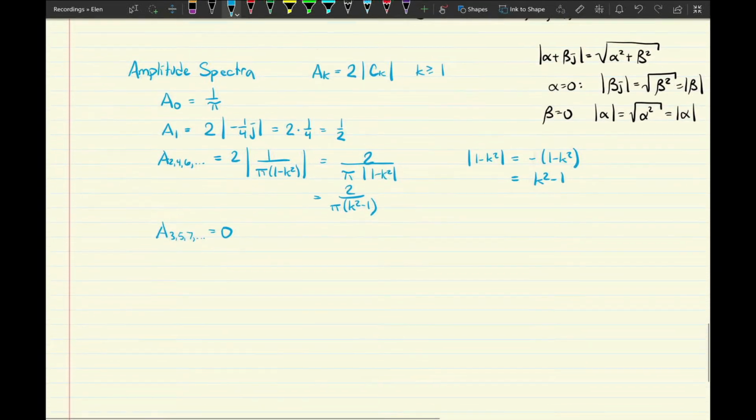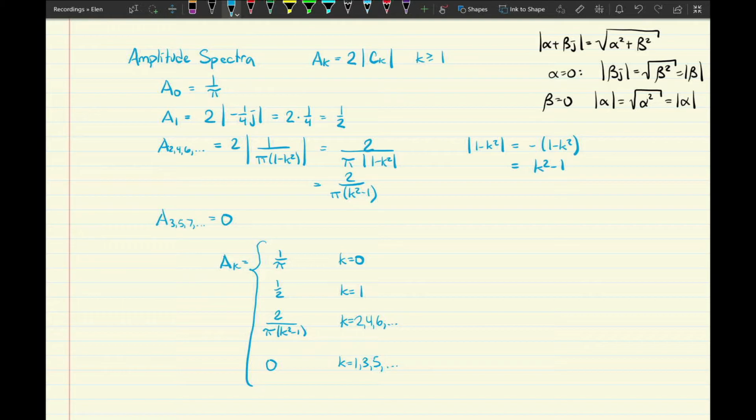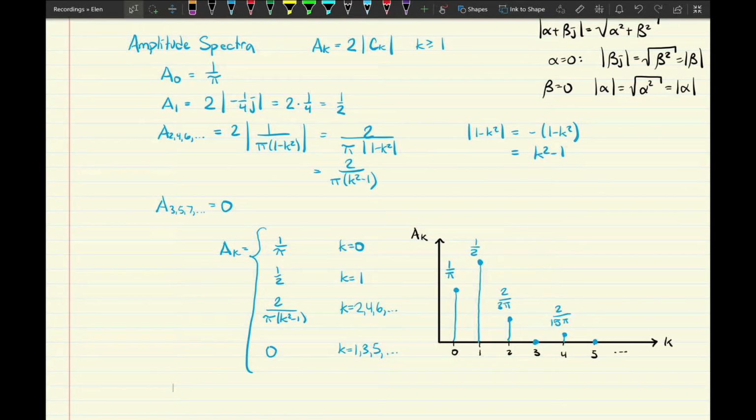So we can put this all together, and we can also plot the amplitude spectra along the frequency domain. You can see that when we plot the amplitude spectra, it's really dominated by the DC term and the first 2 harmonics. The amplitudes 1 over pi, 1 over 2, and 2 over 3 pi are significantly larger than any following amplitudes after that. 2 over 15 pi, and the next one after that, 2 over 35 pi, are going to be getting smaller and smaller.